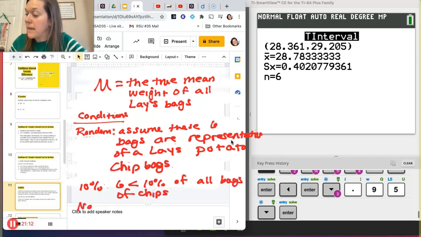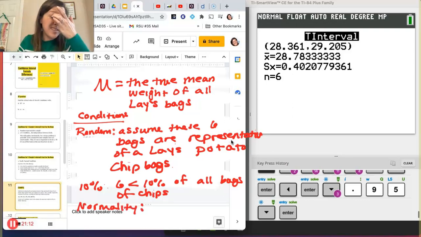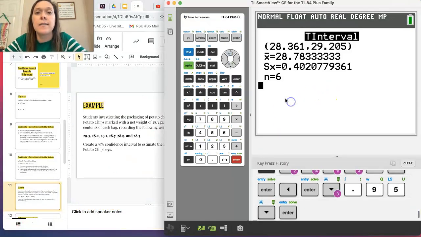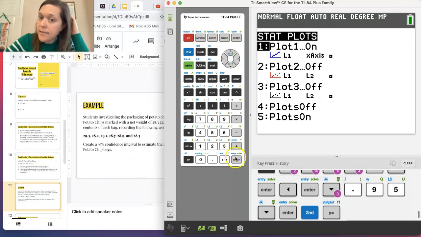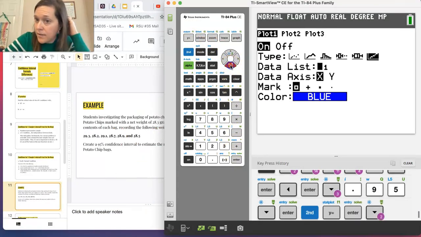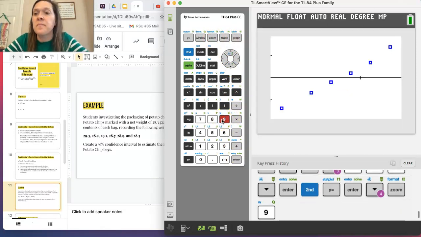And then our normality, nearly normal, large enough. So 6 is definitely not large enough for the central limit theorem to come into play, right? And we're not told that the distribution is normal off the bat. So now I'm going to undo this for a second, and I'm going to have to do a probability plot. So I'm going to go in here to stat plot. I'm going to keep the list 1 there. So I think we're good. Now I'm going to do a zoom 9. And there's my probability plot. That looks pretty linear, I would say.